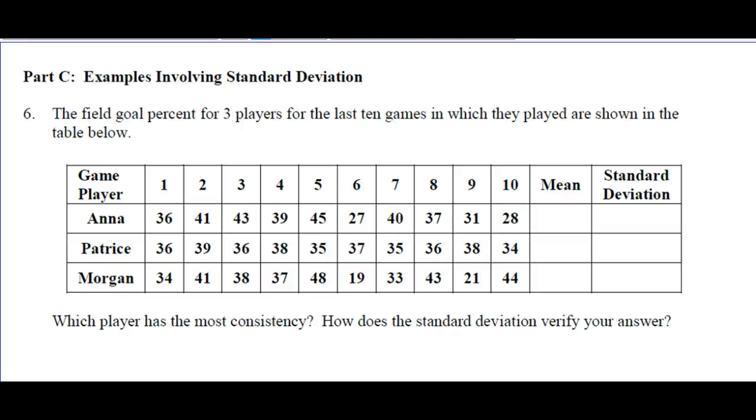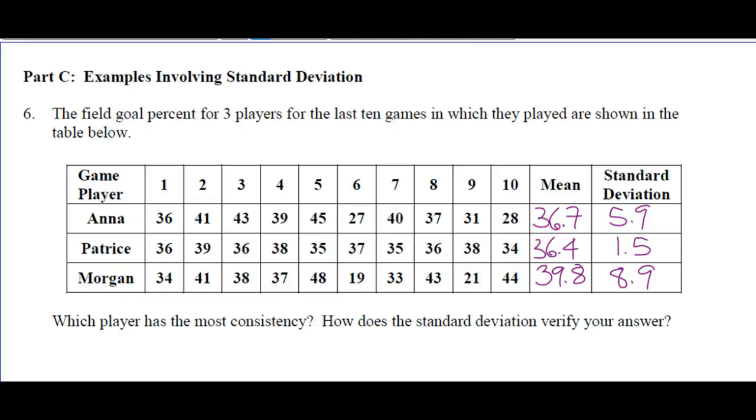And a number of sports have field goals, but anyways, so we got Anna, Patrice, and Morgan. We need to calculate their statistics, so the mean and the standard deviation. So what I'm going to do is just pause this, and we'll just go through and calculate them. So do all three. All right, so as if by magic these numbers have appeared, at least if you're watching the video.